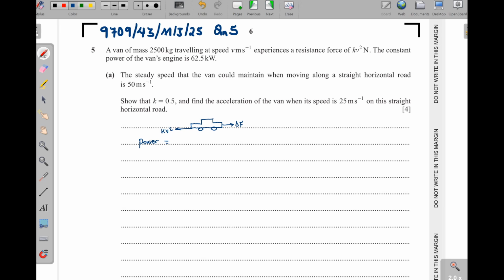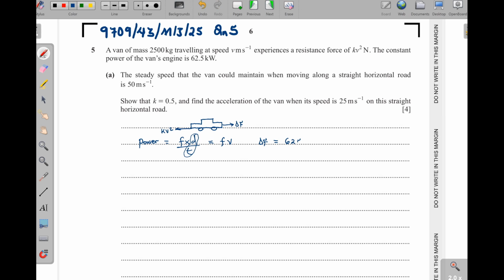is equal to the rate of doing work. Work is force times distance over the time, but distance over time is what? Velocity. Okay, so if distance over time is velocity, then we can have Fv. Now, the F is going to be the driving force. So our driving force is therefore going to be equal to the power, which is given as 62.5 kilowatts.